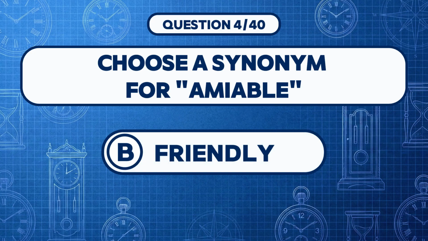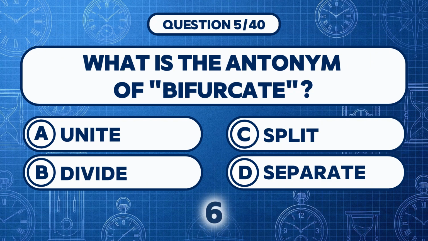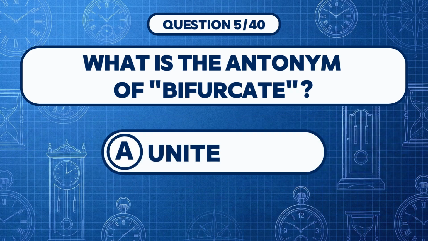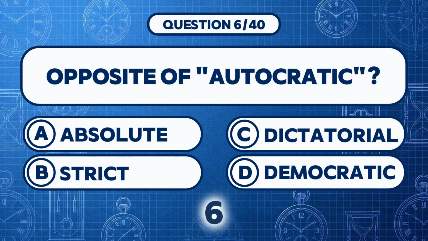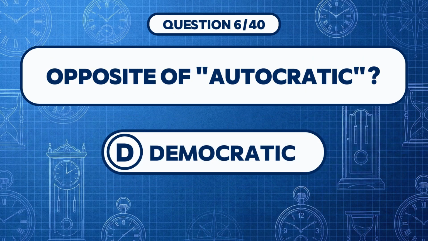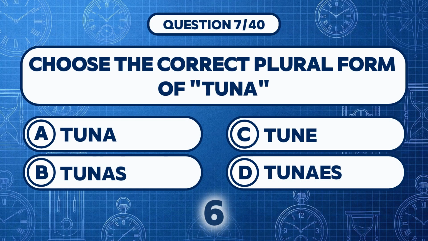Answer B, friendly. What is the antonym of bifurcate? Answer A, unite. Opposite of autocratic. Answer D, democratic. Choose the correct plural form of tuna.